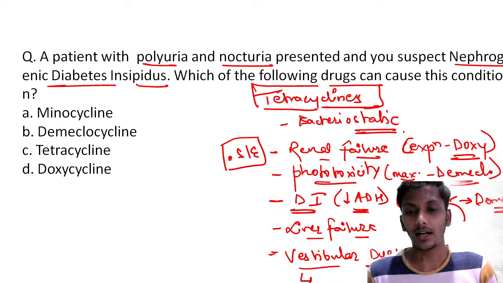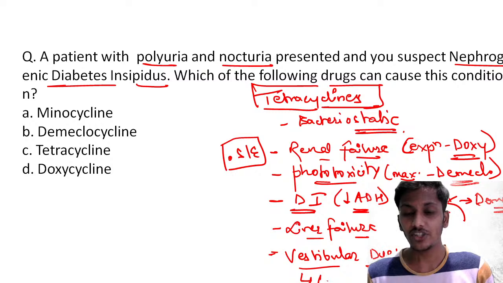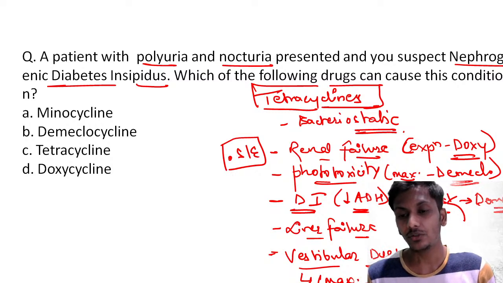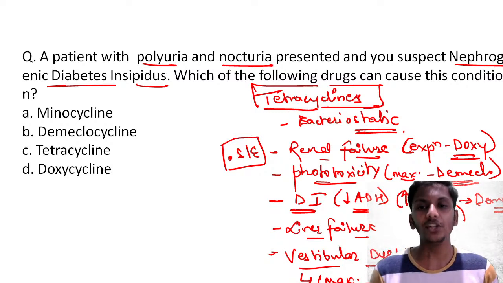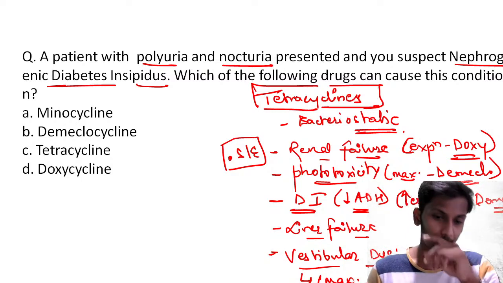But what is the important point to be remembered? They cause vestibular dysfunction. But which is the drug which causes maximum vestibular dysfunction among them? That is minocycline. So please remember, maximum vestibular dysfunction is seen with minocycline. Maximum phototoxicity is seen with demeclocycline. And maximum risk of diabetes insipidus is again seen with demeclocycline. Three most important points about tetra.